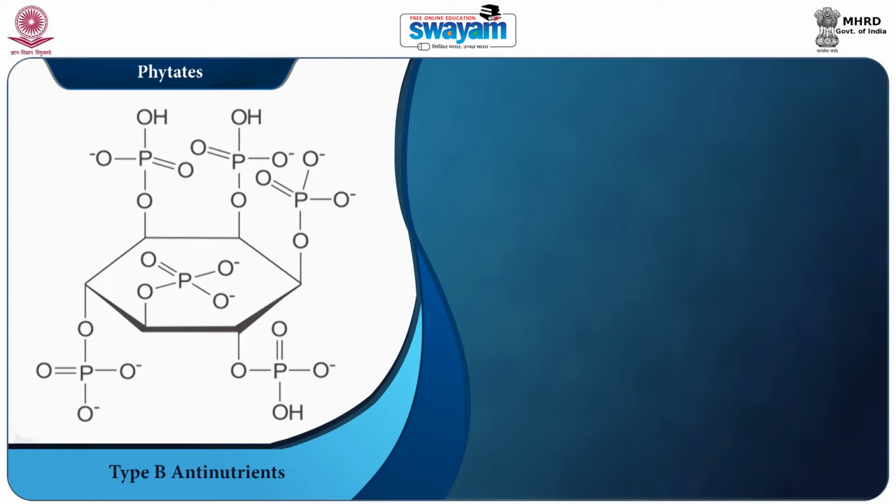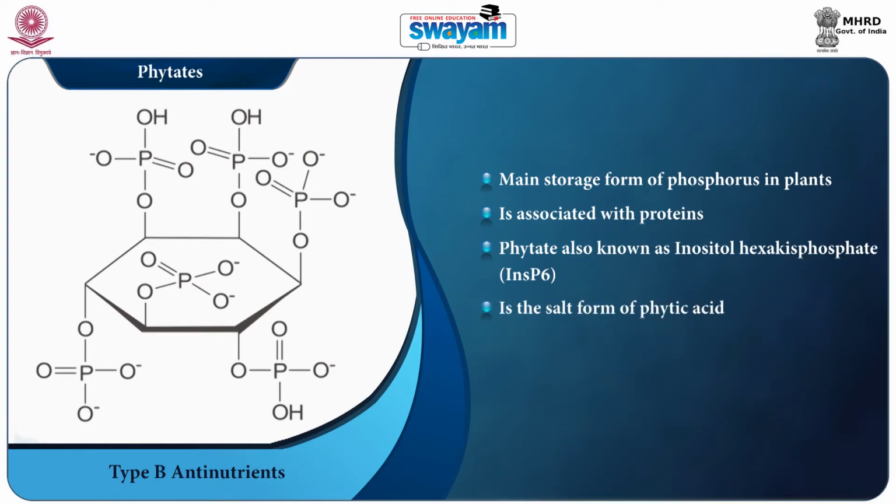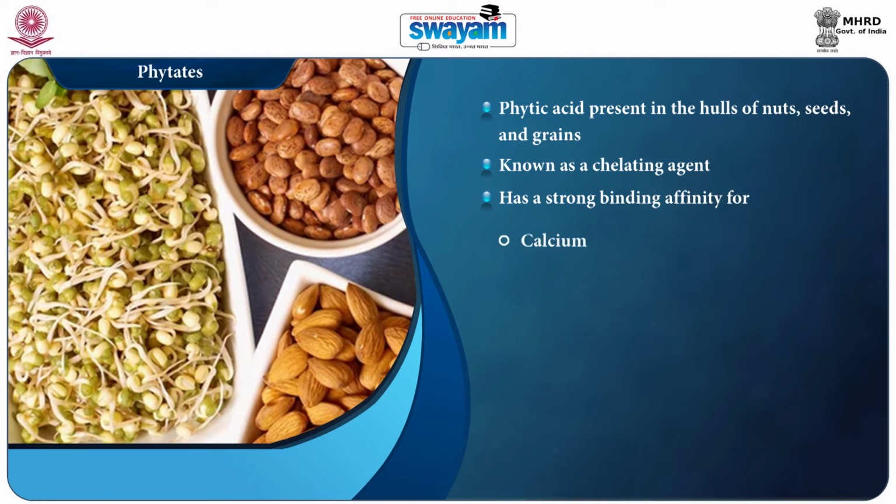Now, phytate is the main storage form of phosphorus in plants and is associated with proteins. Phytate is also known as inositol hexakisphosphate. It is the salt form of phytic acid found in plants, animals and soil. Phytic acid present in the hulls of nuts, seeds and grains is known as a chelating agent and has a strong binding affinity for calcium, magnesium, iron, copper and zinc.